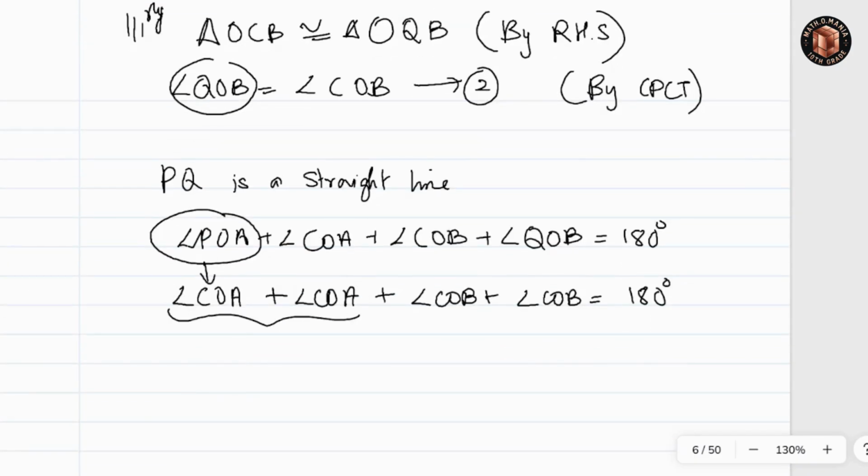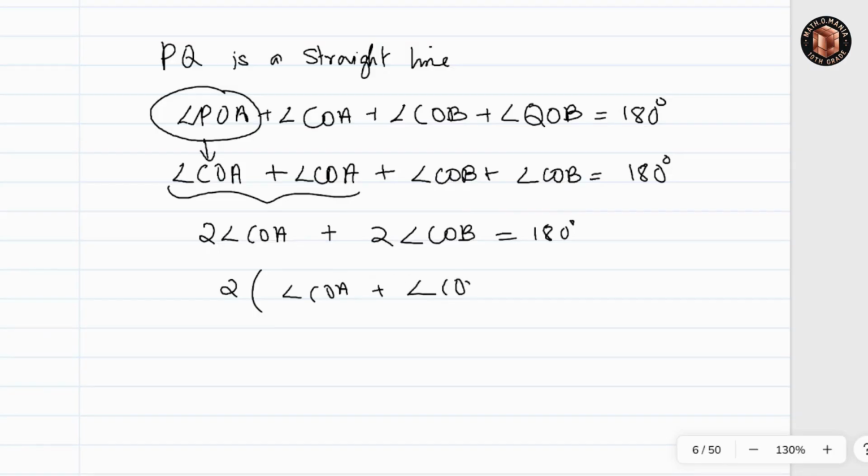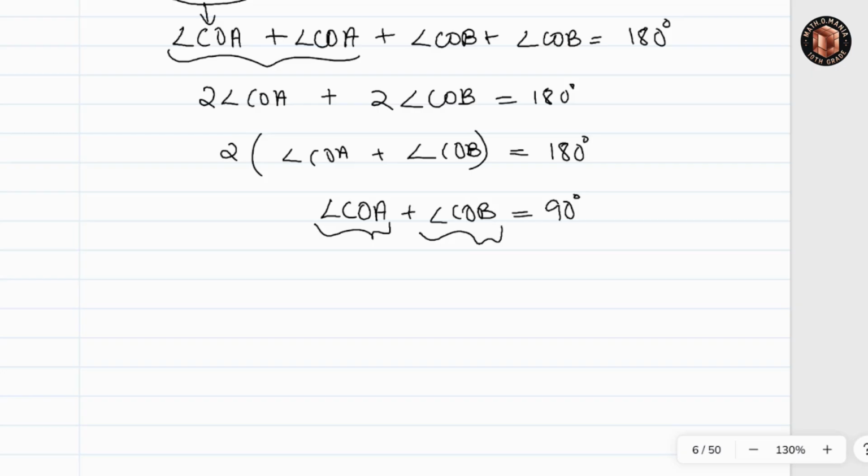Equal to 180 degree. Therefore, if you are observing here, you will get 2 angles of COA, right? That is 2 angle COA plus 2 angle COB equal to 180 degree. That is 2 into angle COA plus angle COB equal to 180 degree. That is angle COA plus angle COB equal to 90 degree, right? COA plus angle COB equal to angle AOB. That is angle AOB equal to 90 degree. This is what they are asking us to prove. Therefore, hence proved.